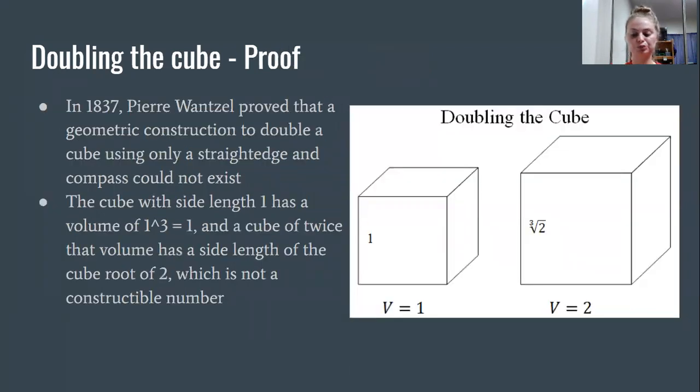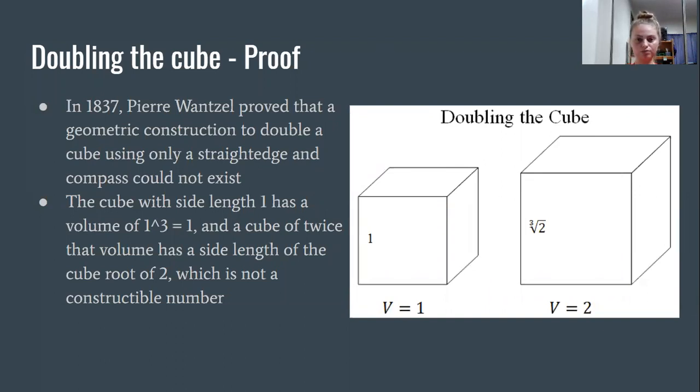So I have a little proof included. In the 19th century, Pierre Wantzel proved that a geometric construction to double a cube using only a straight edge and a compass could not exist. So again, this isn't like a formal proof. This is kind of just what Wantzel was able to discover.